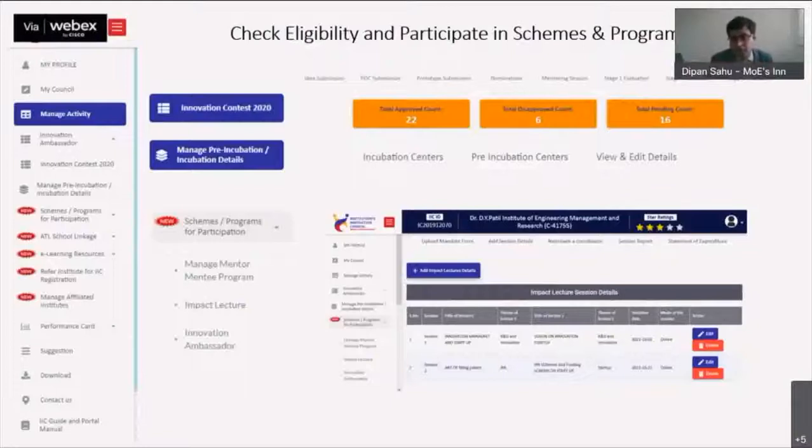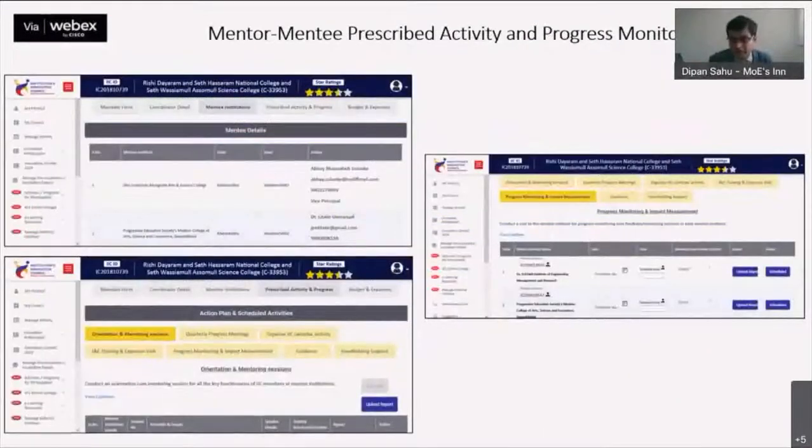Similarly, there are many programs we are offering, like the mentor mentee program, impact lecture program, and innovation ambassador trainee program. You can manage and participate by using these links. For mentor and mentee, we have already developed the prescribed activities. The link has been given, and training has already been provided to the 50 institutions that are part of the first phase funding support. Through this mentor mentee tab, they can see which mentee institutions are assigned to them, what kind of activities they have to organize, how they will plan these activities, and all the report system. Everything will be managed through this tab, and there will be no different portal for the mentor mentee program. All this progress will also be counted towards the IIC annual performance evaluation of that institute.